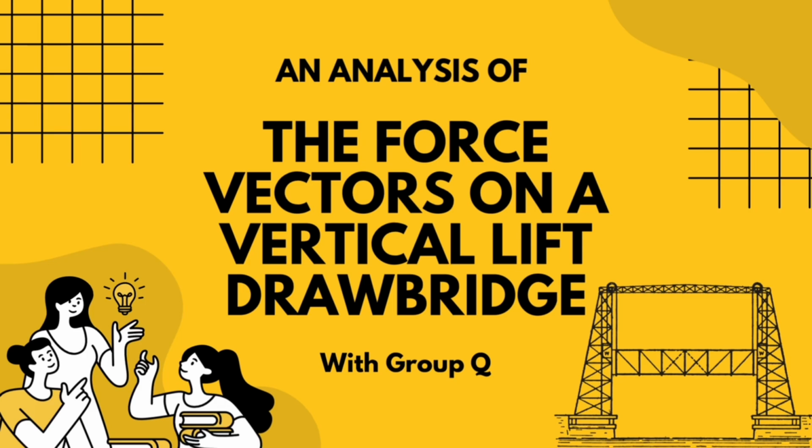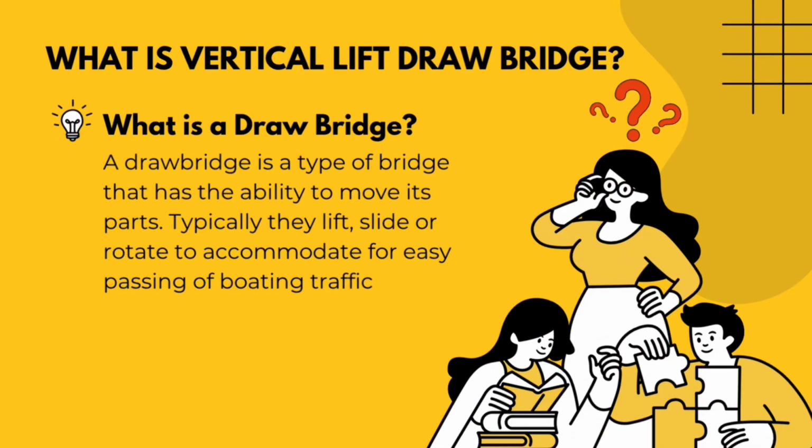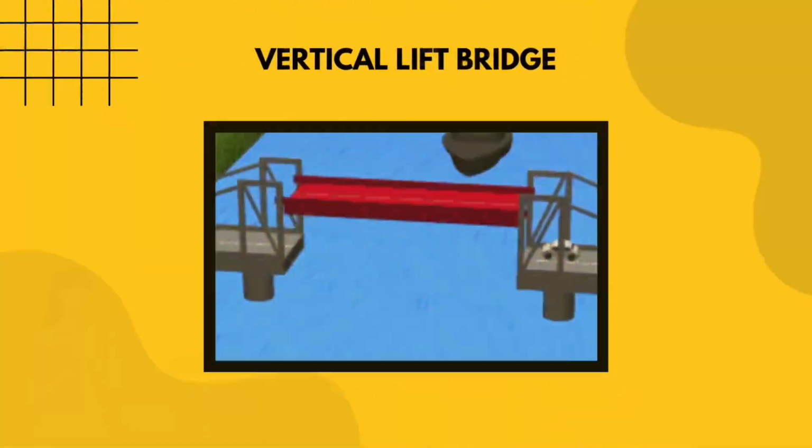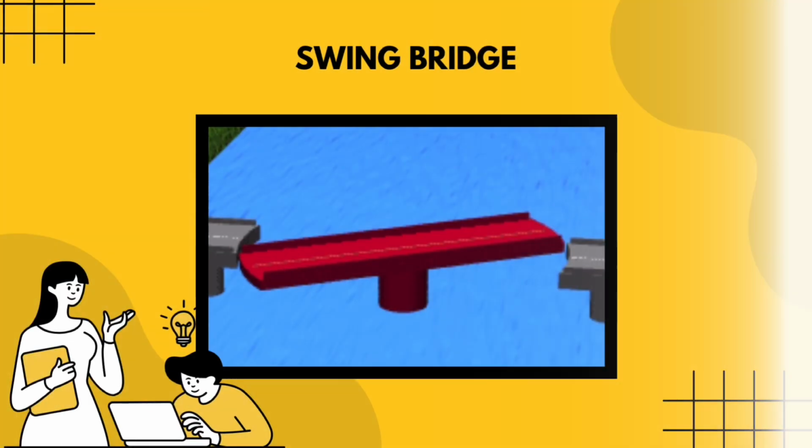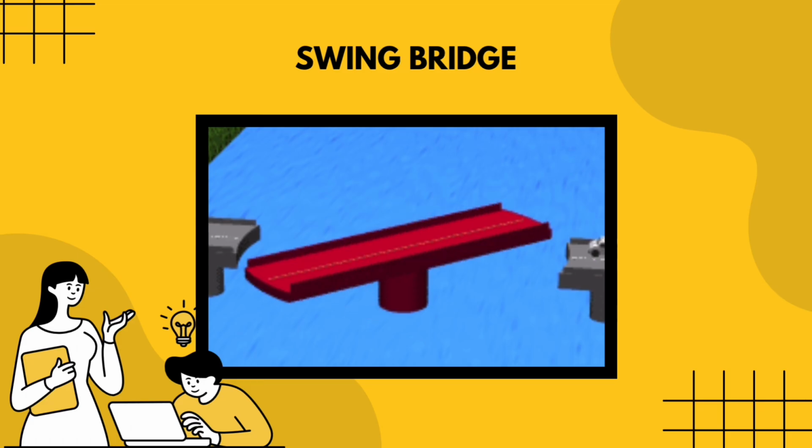We will be analyzing the force vectors on a vertical lift drawbridge. A drawbridge is a type of bridge that has the ability to move its parts. A drawbridge can lift, slide, or rotate to accommodate for easy passing of boating traffic through a body of water.